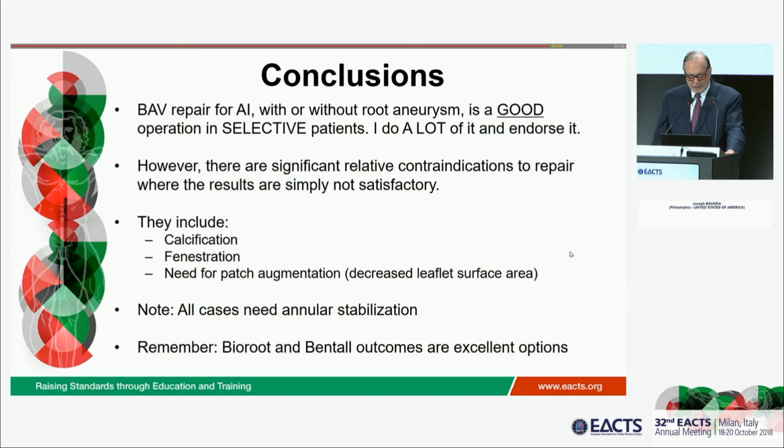So in conclusion, BAV repair with AI, with or without root aneurysm, is a good operation in selective patients. I do a lot of it and endorse it. However, there are significant relative contraindications to repair where the results are simply not satisfactory. They include calcification, fenestration, and the need for patch augmentation, which is usually related to decreased leaflet surface area. Note that all cases need annular stabilization, unless Joachim tells me differently in a few minutes. And remember, BioRoot and Bental outcomes are excellent options and should never be considered a failure. Thank you.